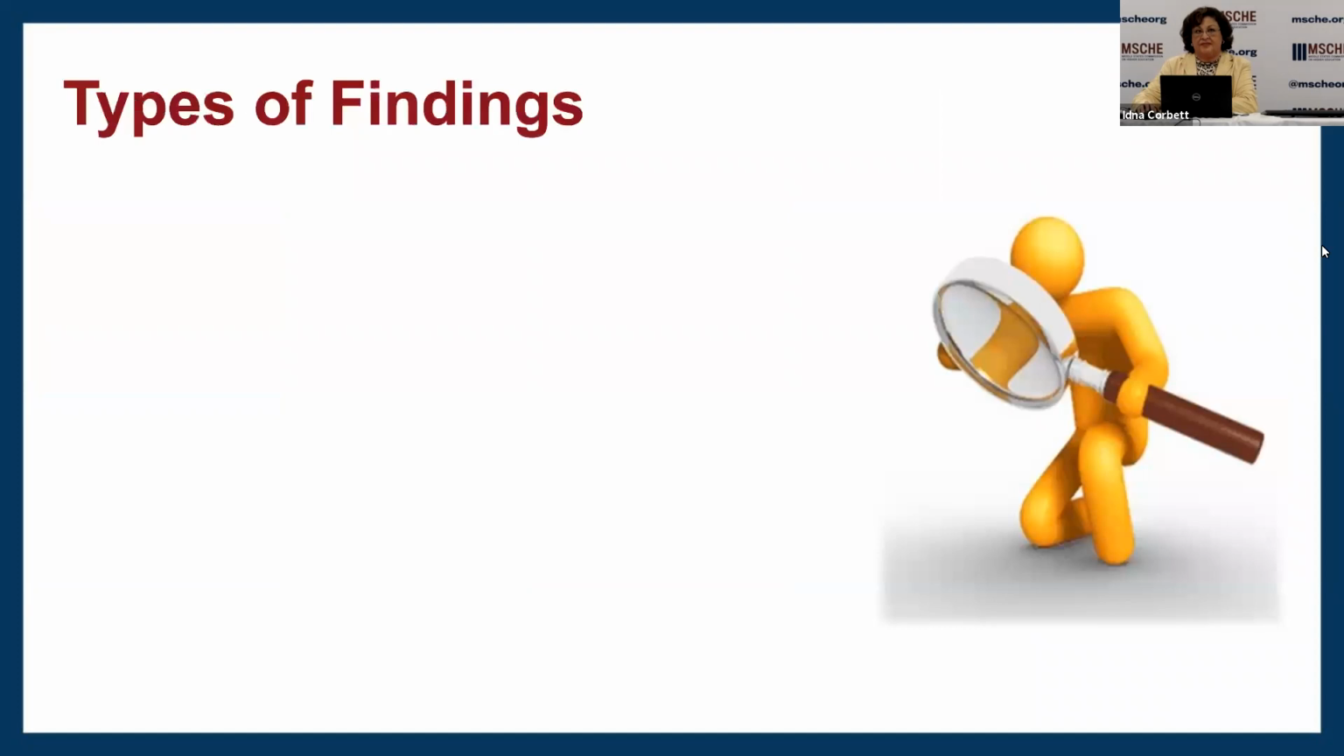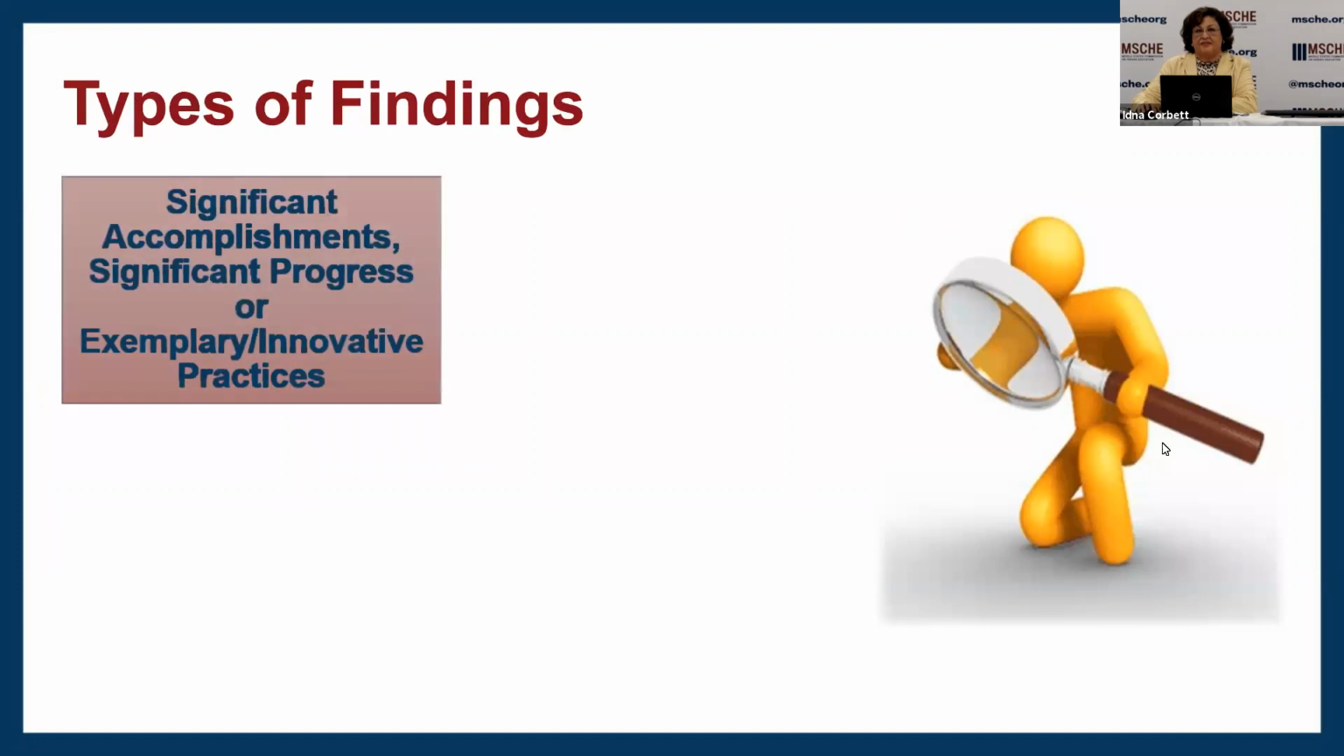Next, I'd like to talk a little bit about the types of findings you get whenever you receive a report from a team that has visited your campus. You may get a report that provides many accolades, significant accomplishments, significant progress, exemplary practice, innovative practices. Those are all wonderful things, and we don't follow up on those. You don't have to report back to the Commission when you get information about significant accomplishments.